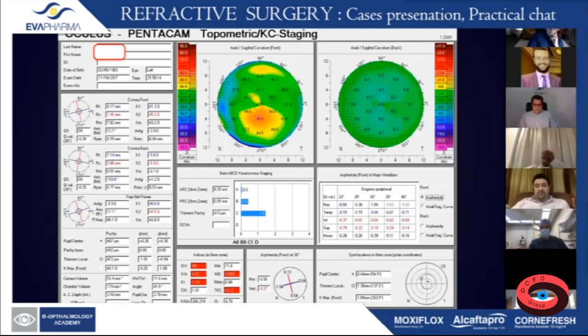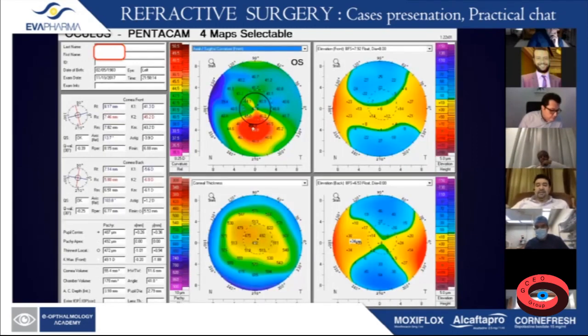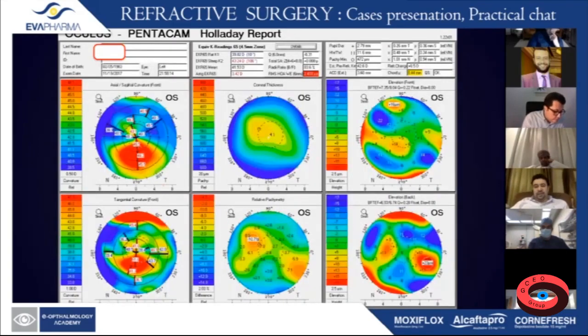But let us have a look at the tomographic map, and you can see that the elevations and depressions are not related to the ectatic area or the elevated area in the axial map. Even with the ectatic area of 49 diopters, there is no associated anterior or posterior elevation. And here is the clinical data, and here is the Holladay report. And of course, it is suspicious. You can do LASIK for such a case.